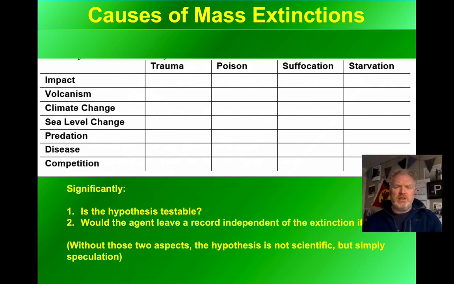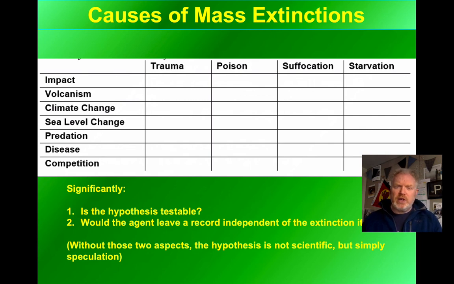So, what I'd like you to do is work your way through this list and tick off how each of the suggested causes of mass extinction down the left-hand side would actually kill organisms. So how would a meteorite impact actually kill animals and plants? How would volcanism? How would climatic change, which is often given as a cause of mass extinction? How would sea level change or predation, disease or competition actually go about killing these things?